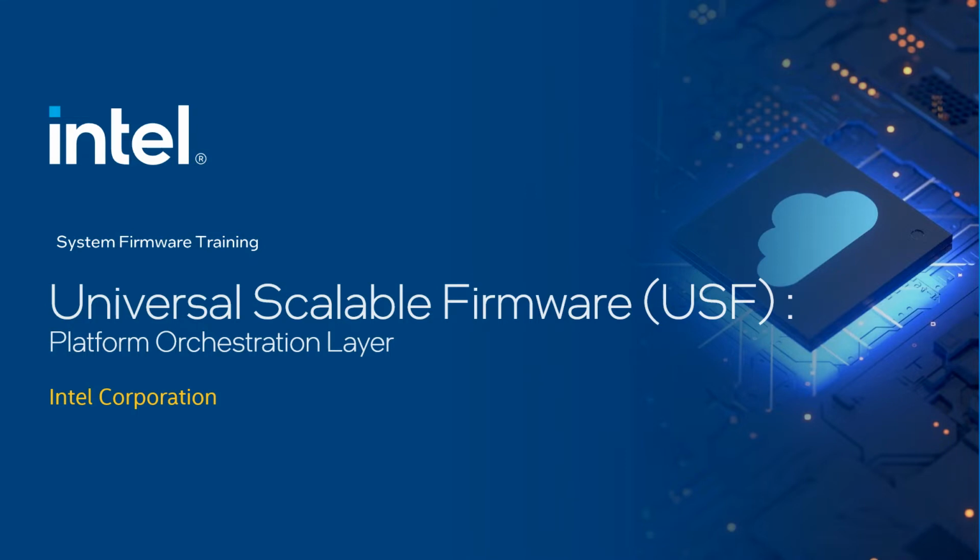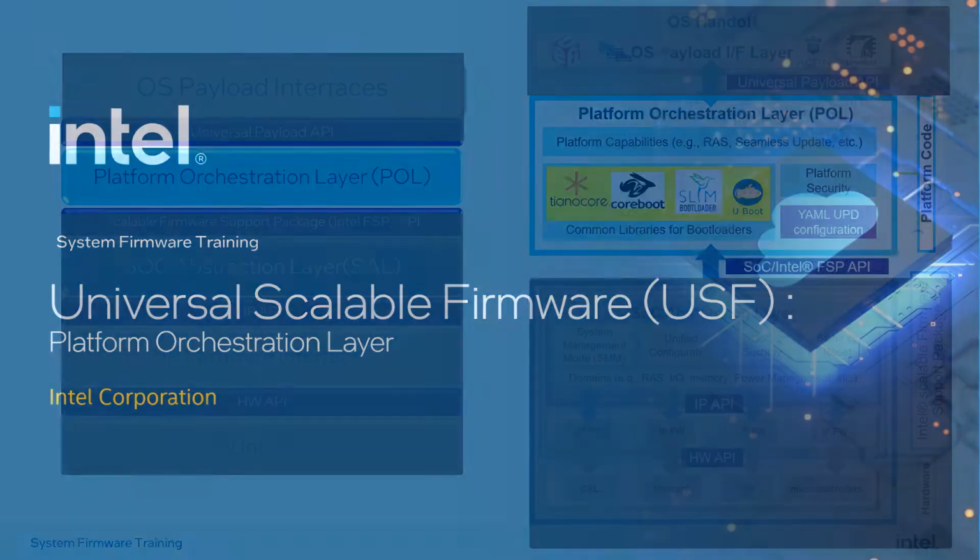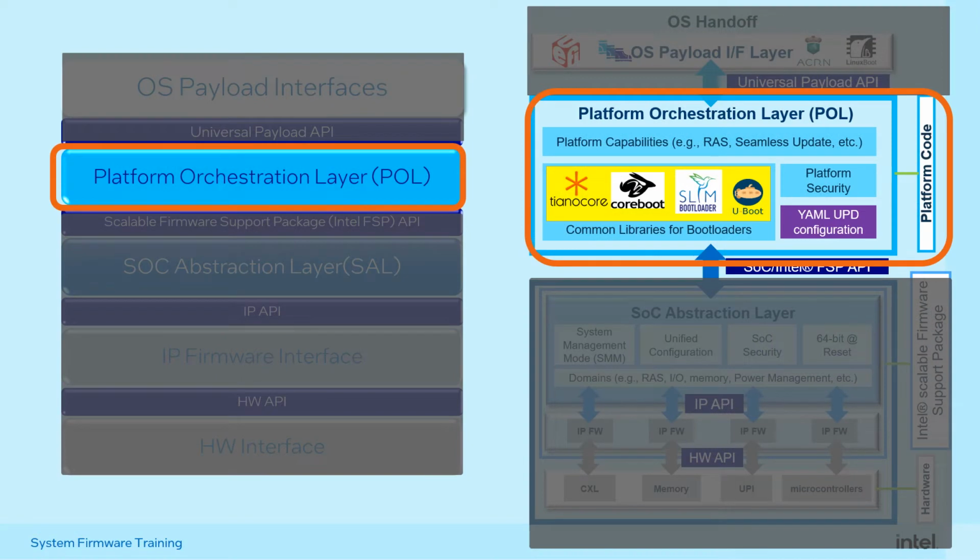For this session we will dive a bit deeper into the platform orchestration layer. The platform orchestration layer, POL, is aimed to provide guidelines on writing platform code that leverage a scalable Intel firmware support package interface and payload to coordinate the overall platform initialization flow. This layer is the bootloader of the developer's choice and will govern the overall boot flow. Also, this is the layer for the build process infrastructure.